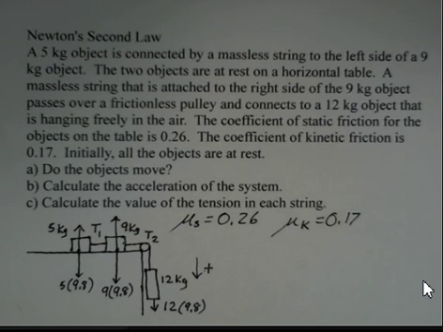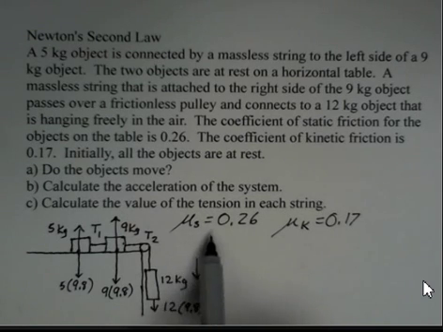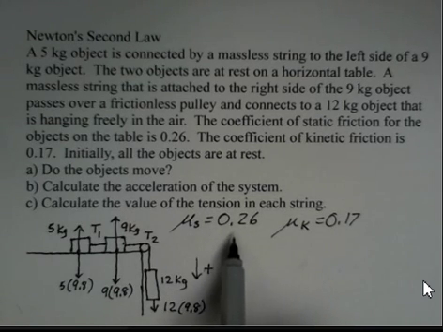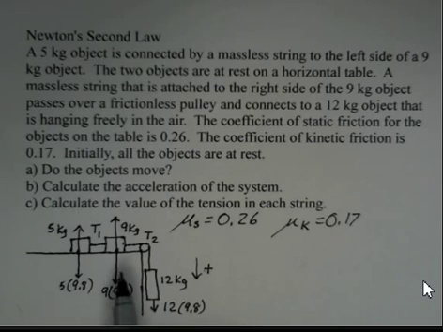And I put on some of the forces that exist here. There are some that are not labeled, but we have some. Coefficient of static friction 0.26, kinetic coefficient 0.17. And our first question: do the objects move? Well, we're going to have 12 kilograms times 9.8, the force in this direction. Because there is friction in the system, there will be a force of friction.